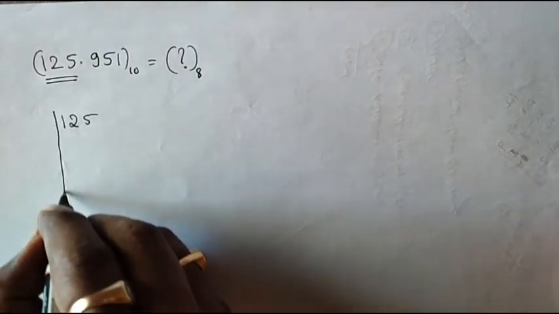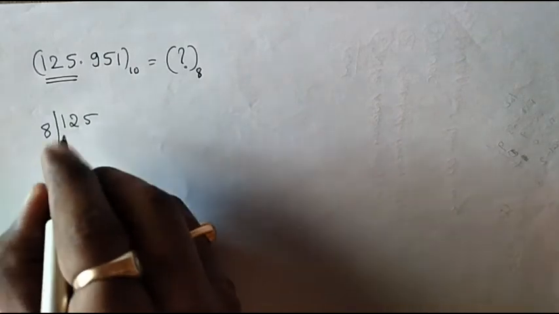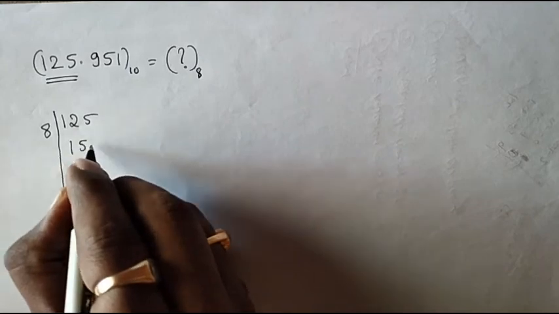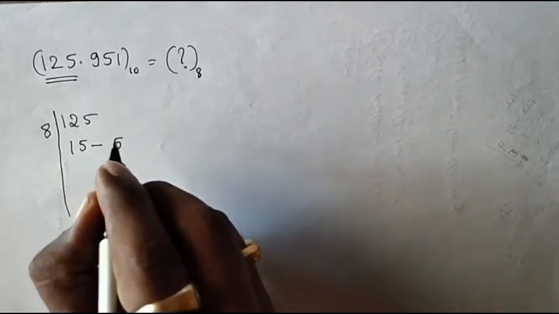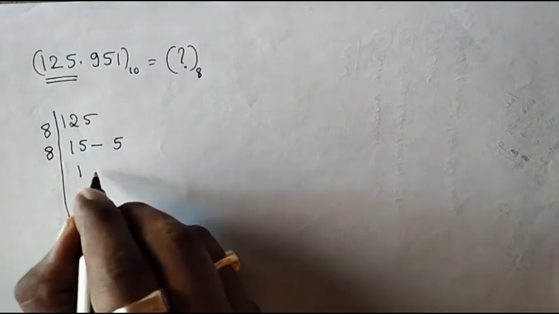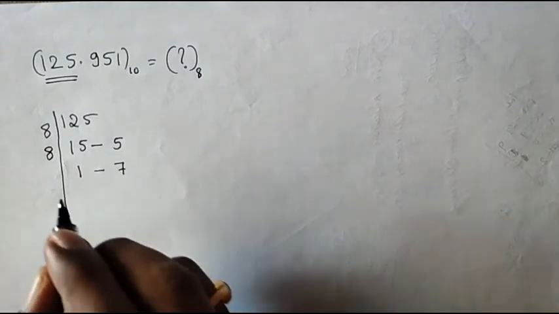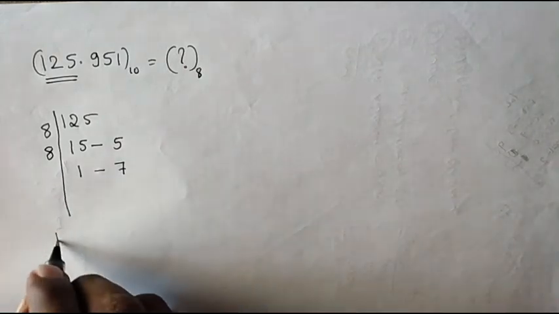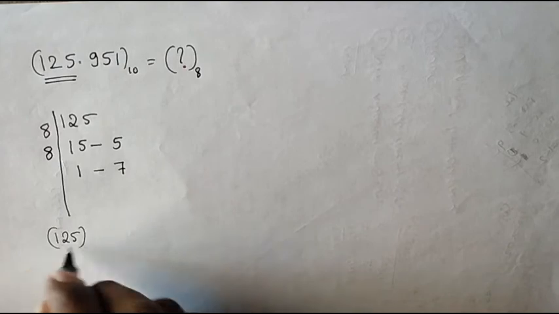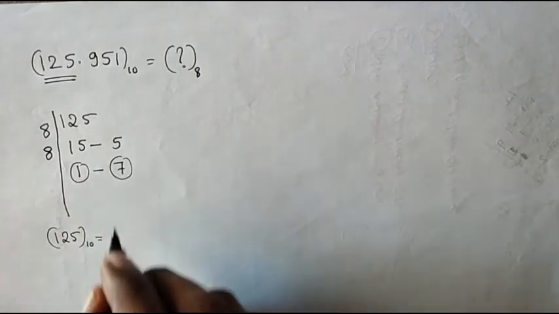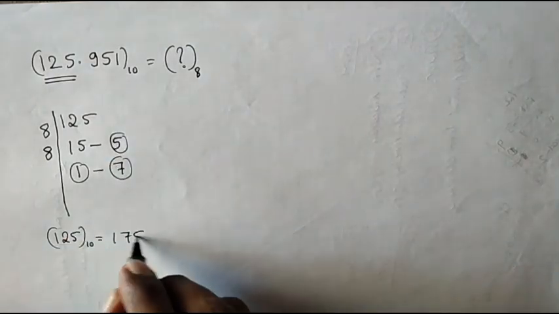That is 125 divided by 8 repeatedly. 8 ones are 8, remainder is 4, 45. 8 5s are 40, remainder is 5. Divide 15 by 8 again. 8 ones are 8, the remainder is 7. Further 1 cannot be divided by 8. So I can write 125 is equal to 175, that is octal equivalent.